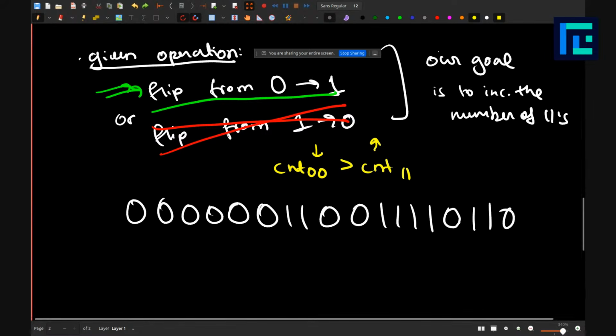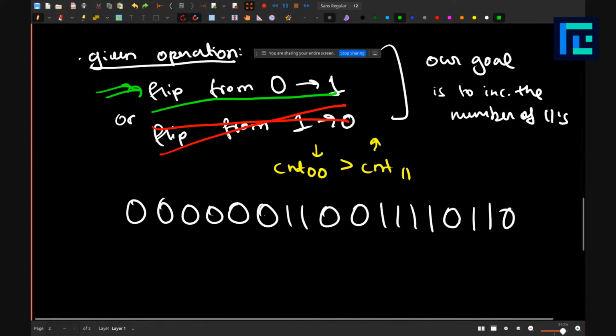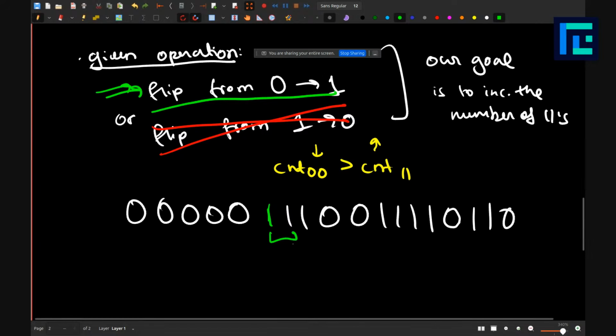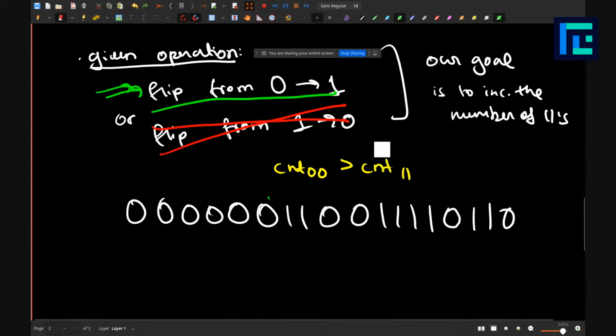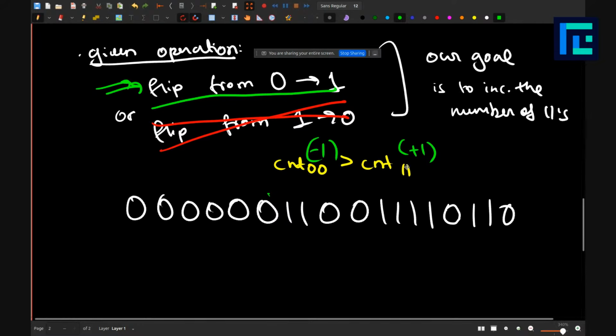So okay, let's see what happens if we take a bit and flip it. If we take the 0 and flip it, what happens? If we flip this, we have a new 11, right? Also we have one less 00, right? One 00 vanished and one new 11 came in, right? So basically what essentially happened was, count 00 decreased by 1, and count 11 increased by 1, right?